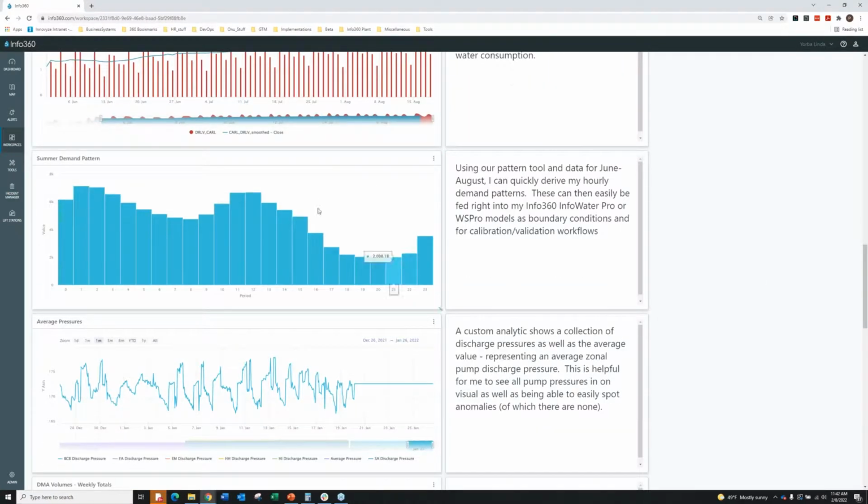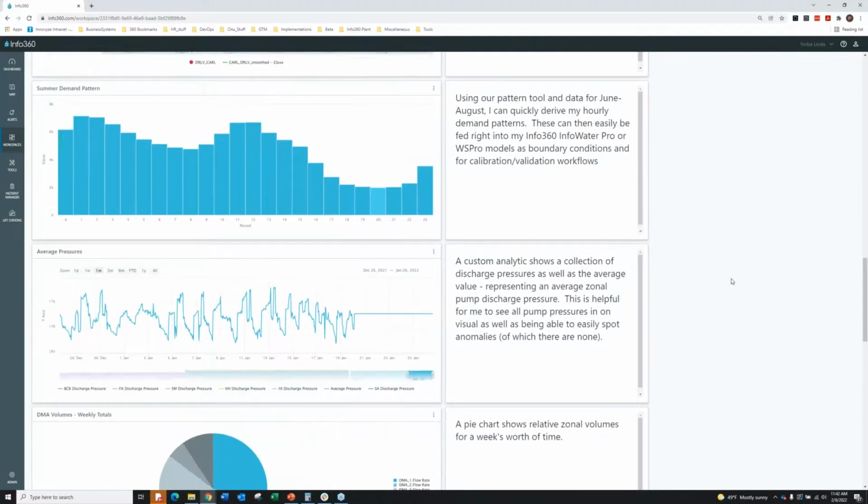This is just real quick. Using our pattern tool, you can develop a 24-hour daily or diurnal pattern. This is immediately and readily exportable to your modeling tools, so you can bring in patterns. This is, again, a super simple, one-click type of tool builder.